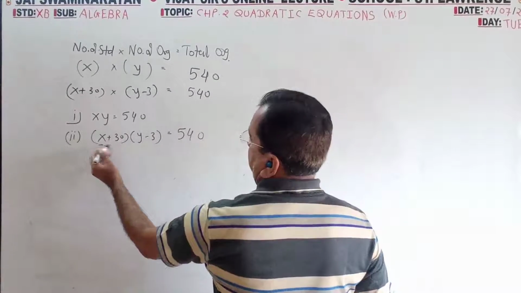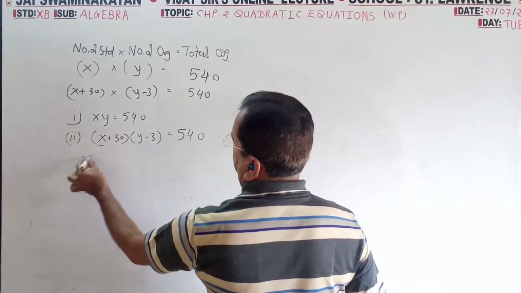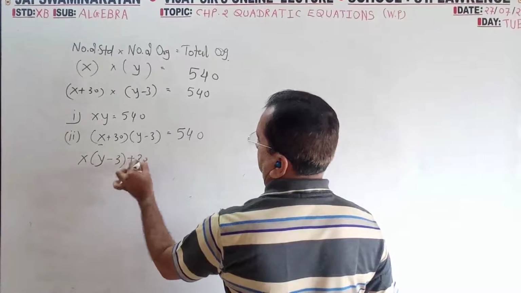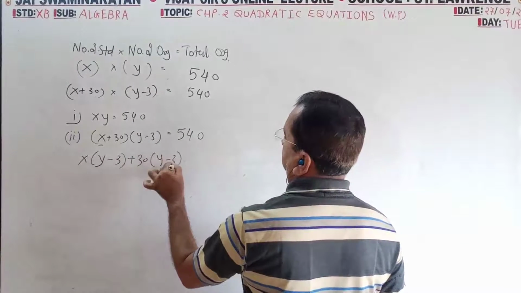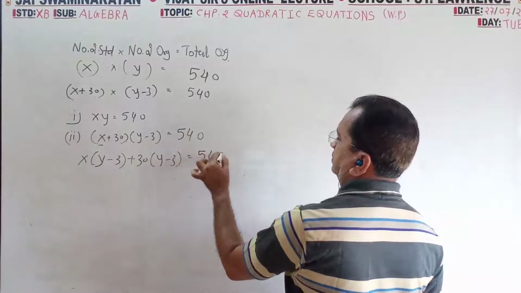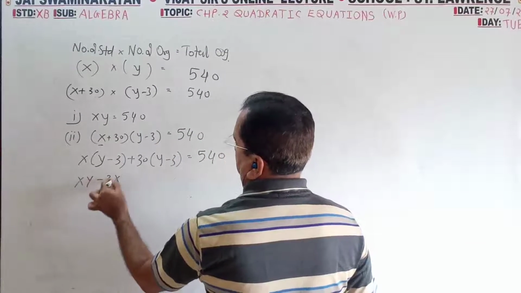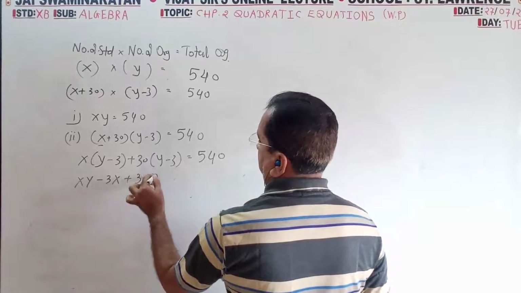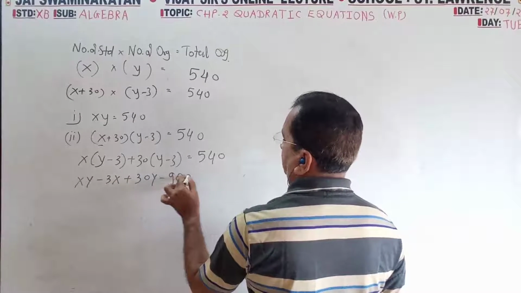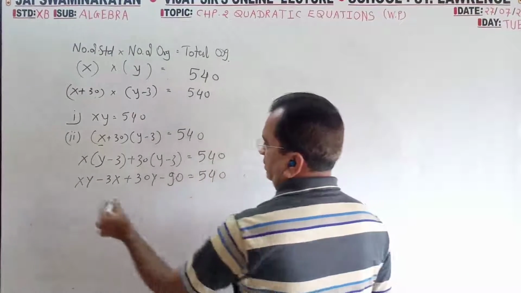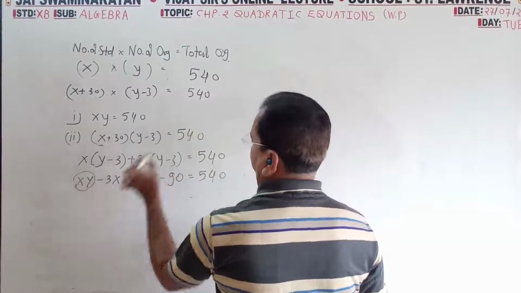Okay, now this into the bracket. xy, minus 3x, plus 30y, correct. Now xy we have 540.